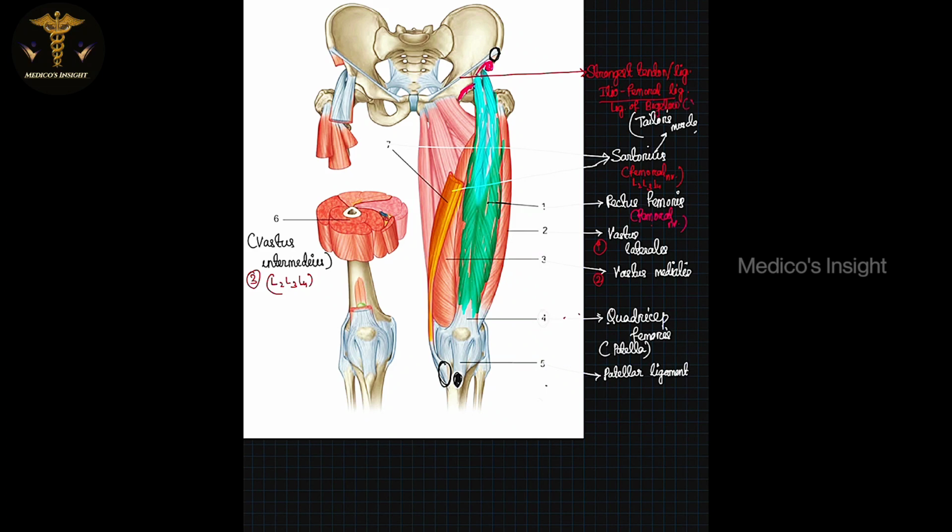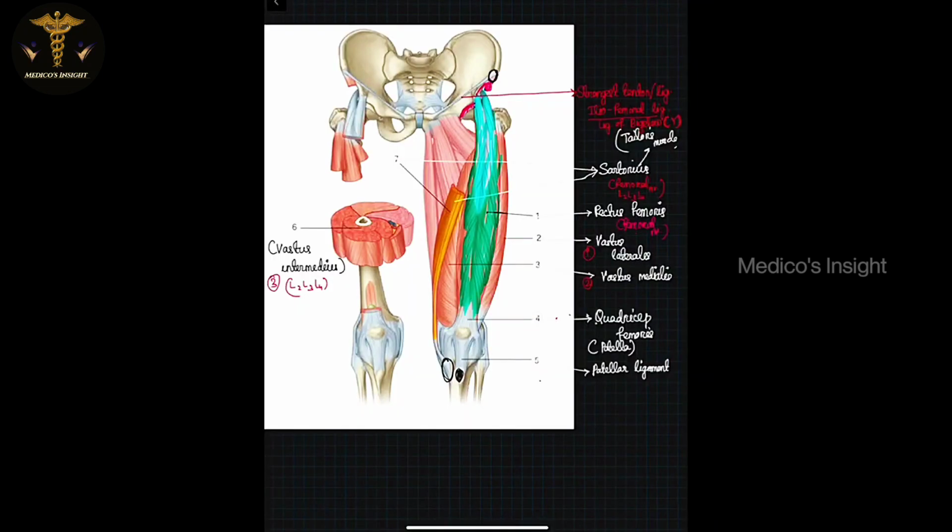That is Y-shaped, English alphabet Y-shaped. Okay, so we can go to the lateral compartment of muscle of thigh. Before going to the lateral compartment muscle, I can mention the function of this group of muscle.